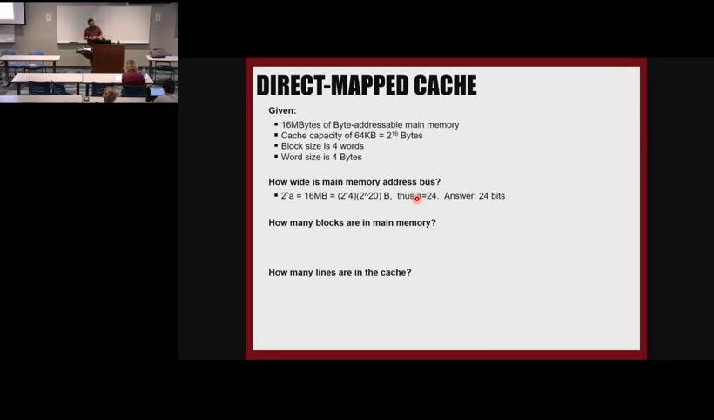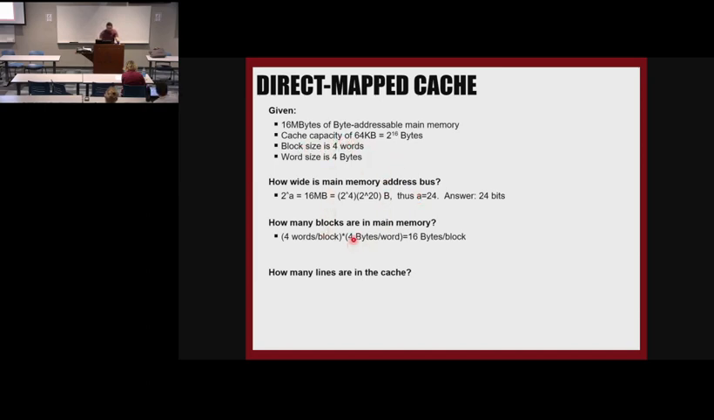Now the next question is, how many blocks are in the main memory? How many blocks do we have in the main memory? There are different ways to answer this question. You can find the words and see how many words we have in the main memory, or you can find the bytes. So I just have one example here. We have 4 words in each block, right?